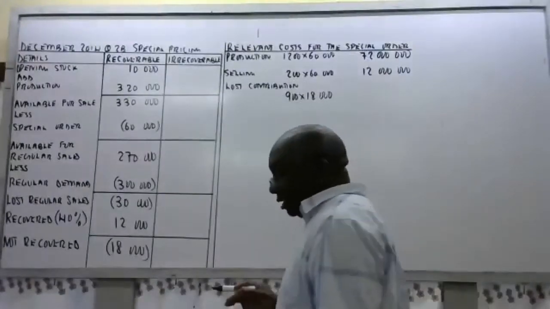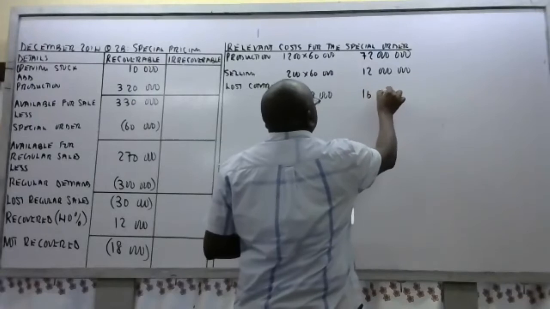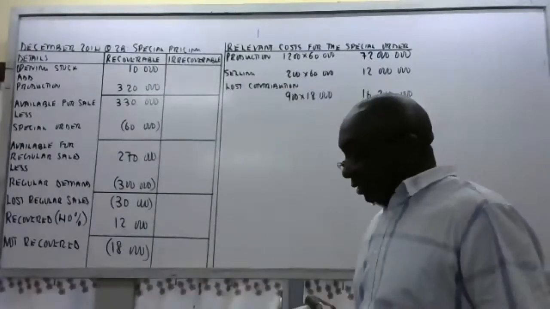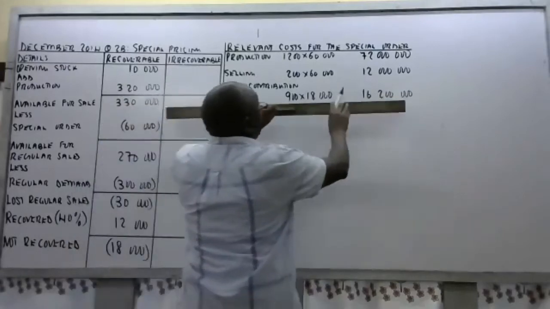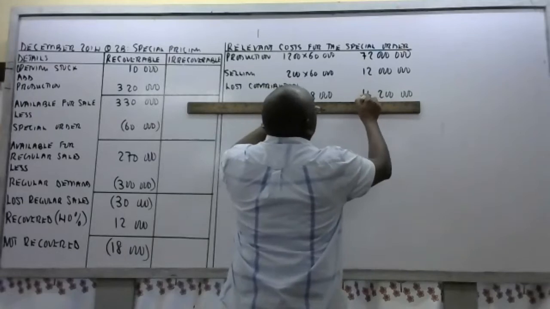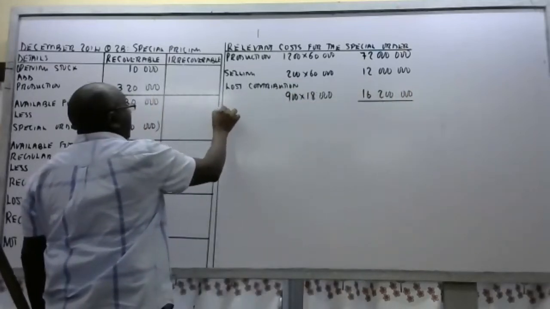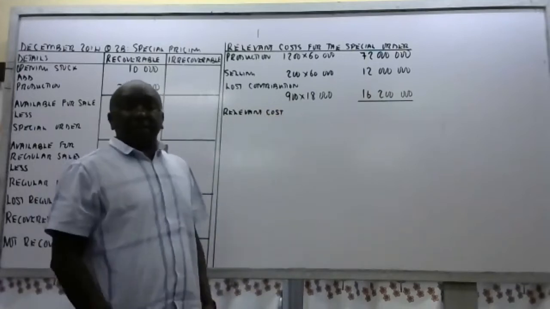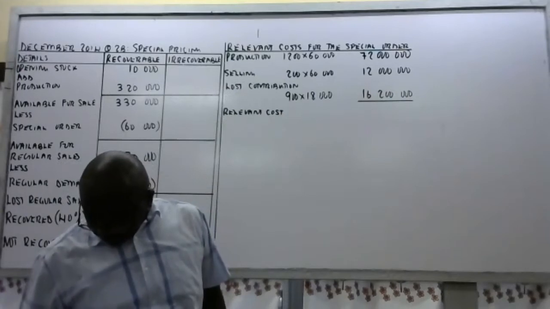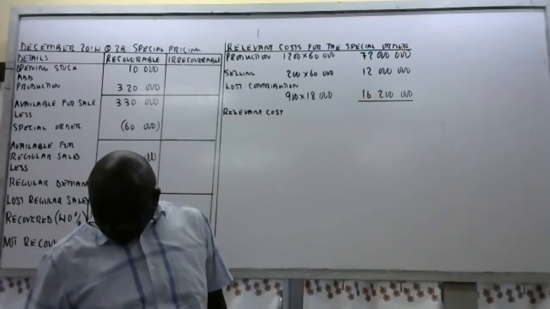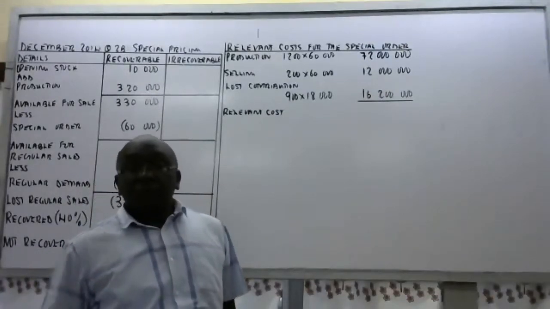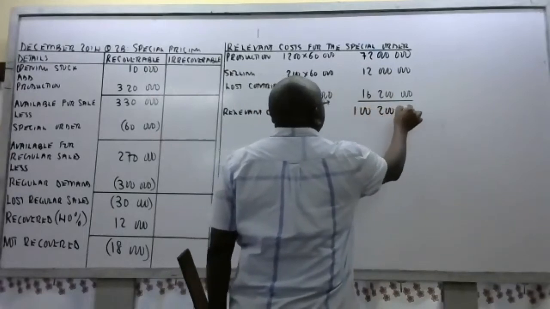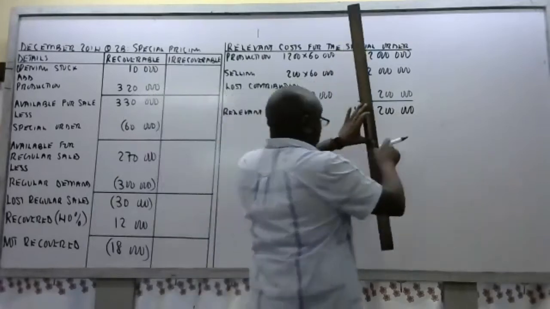Jack says 16.2 million. Even Churchill confirms that is good. So the total, this is the relevant costs. Give me the total of that. $102 million according to Churchill. 102 million.